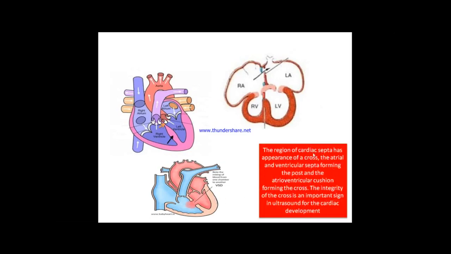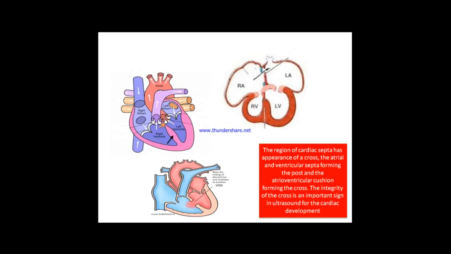The region of the cardiac septa has the appearance of a cross. The interatrial and interventricular septum form the bar, or what we call the post of the cross, while the septum intermedium forms the crossbar like this. So the integrity of this cross is an important sign in the development of the heart, as we see in the ultrasound. If any portion of this cross is missing at a particular period of gestation, say at 12 weeks, it should be presented here.